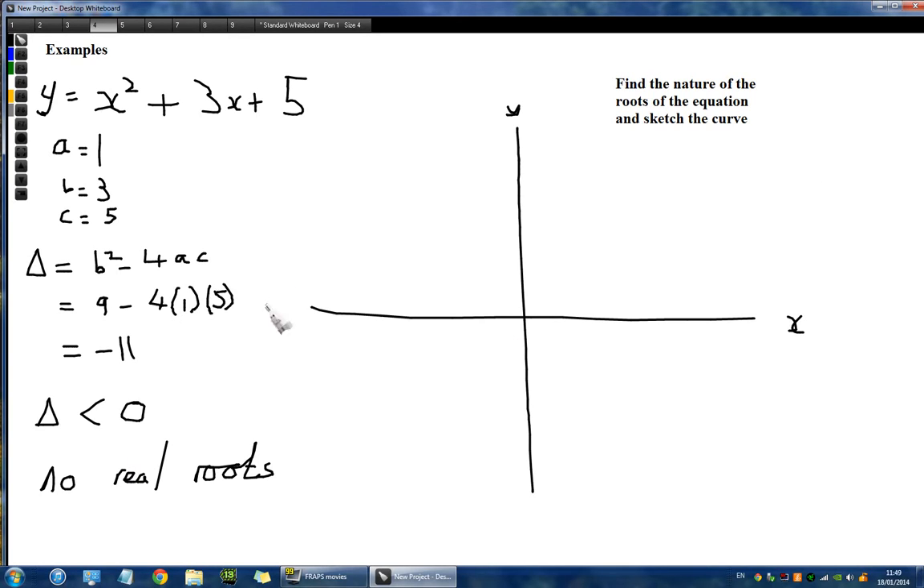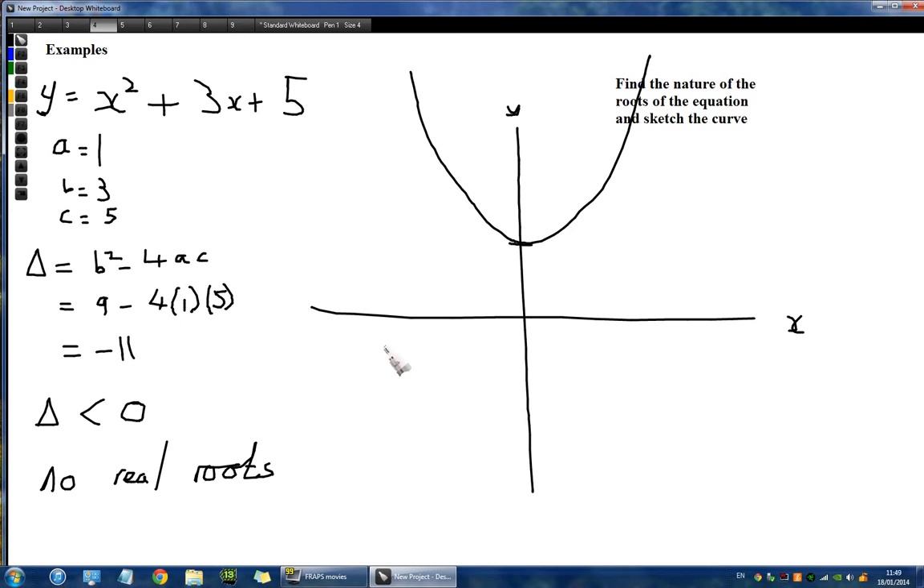Okay, our c value is 5, and this is the y-intercept, so we intercept at 5. We have a positive value of a, which is 1 here, so we have a U-shaped parabola, no real roots, intercepting at 5. We could sketch it. It's going to be like this. Okay, something like that. And that's all that question involves.